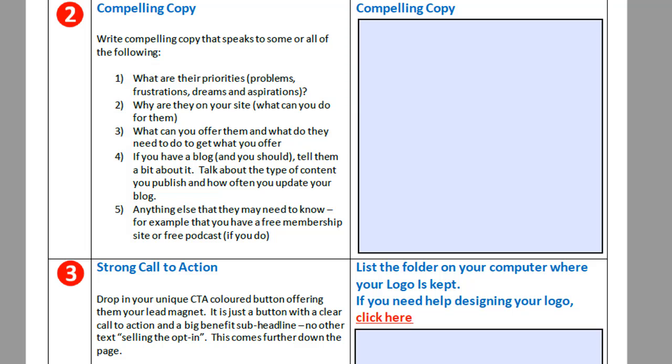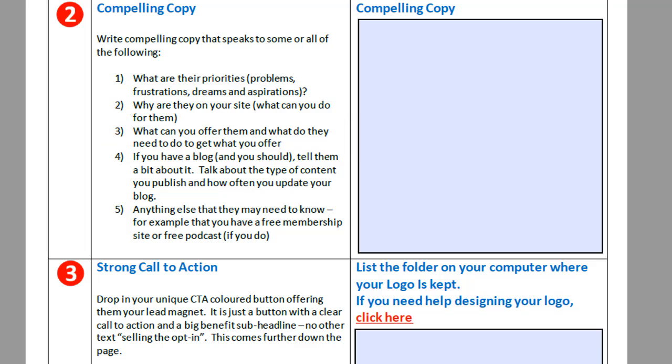Then the next thing is, why are they on your site? That's the question they're asking themselves. Why am I here? So you have to tell them very, very quickly, well, what is it that you can do for them? What can you offer them? Okay, and what do they need to do in order for you to actually give them what you're promising to give them?